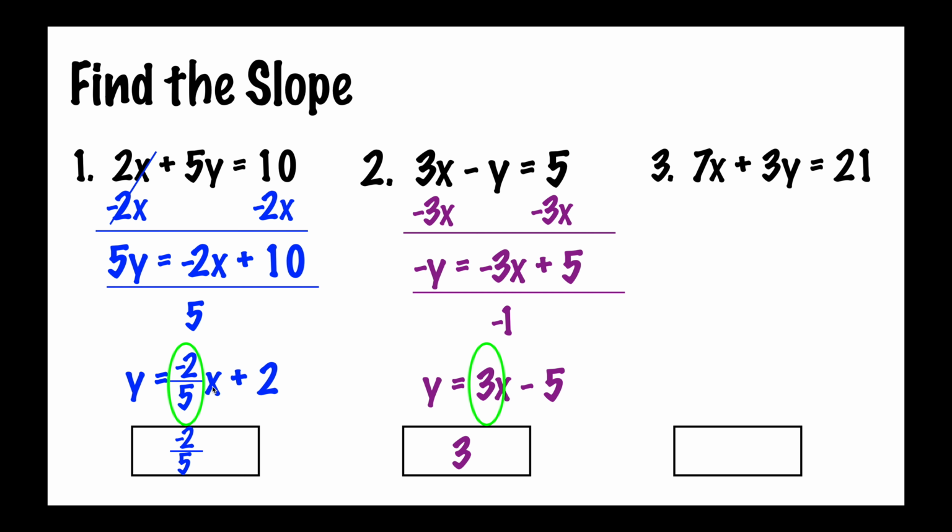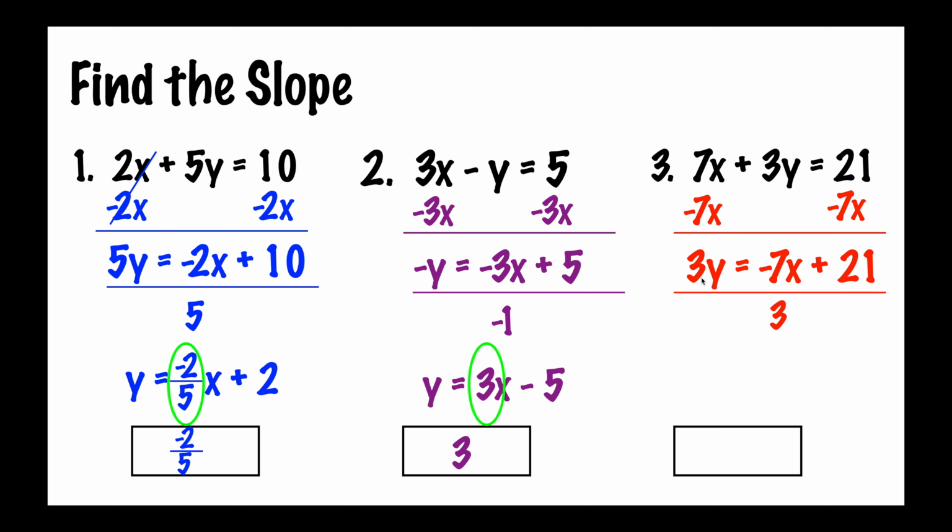And then finally for number 3, if I subtract 7x on each side, I end up getting 3y is equal to negative 7x plus 21. I need to get rid of the 3 here, so we're going to divide everything through by 3, leaving us with y equals negative 7/3 x plus 7. Again, whatever is in front of x is going to be our slope, and that is negative 7/3.